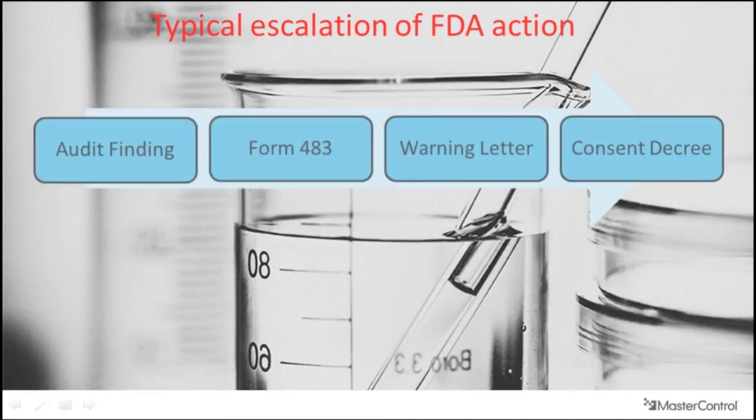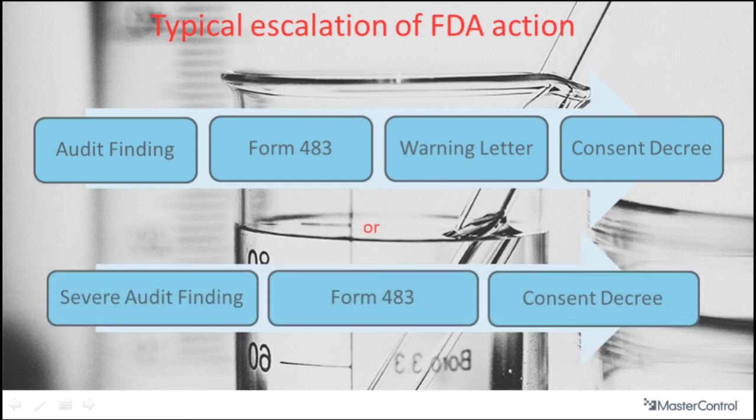So this is a typical escalation. You've got an audit finding, you get the Form 483, you don't do anything about it, you just sit on it, you get a warning letter, and then eventually you get a consent decree, right? Or if it's a really severe audit finding, there we go, you get a Form 483 and you go straight to the consent decree. Okay? So that can happen.